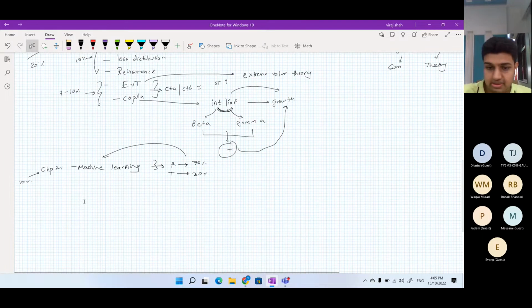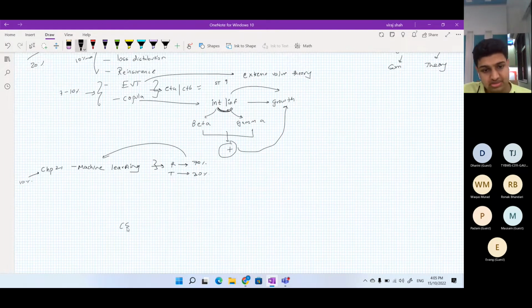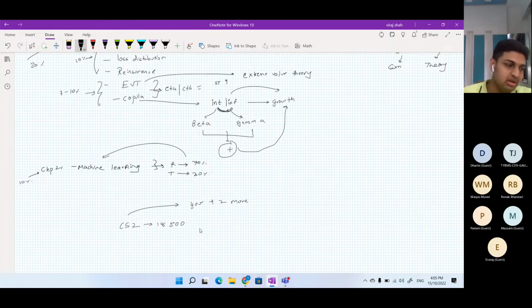Apart from that, I'll just let you know the fee structure. CS2 fee structure would be around 18,500. Yeah, I guess it's 18,500. Okay. Once you take CS2, you can basically sit for your exam. Okay, your exam plus 2 more attempts. So in case you fail, you can basically avail those services. Okay. It would be, you can pay within 2 installments.